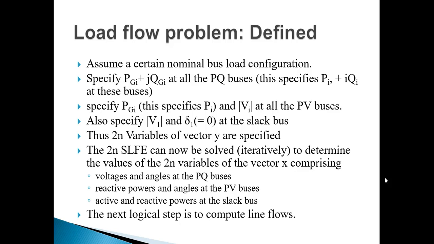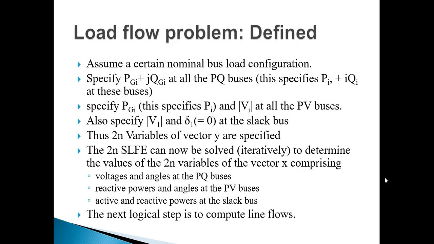Then we specify PGi and QGi, that is the generated real power and reactive power injected in a particular bus i, at all PQ buses. Remember, we talked about different types of buses. For the PQ buses, the injected real and reactive power in that bus is specified. What is not specified is the voltage of that bus and the angle the voltage makes with the reference. So we specify the generated real and reactive power at this PQ bus. This specifies Pi and Qi at these buses.